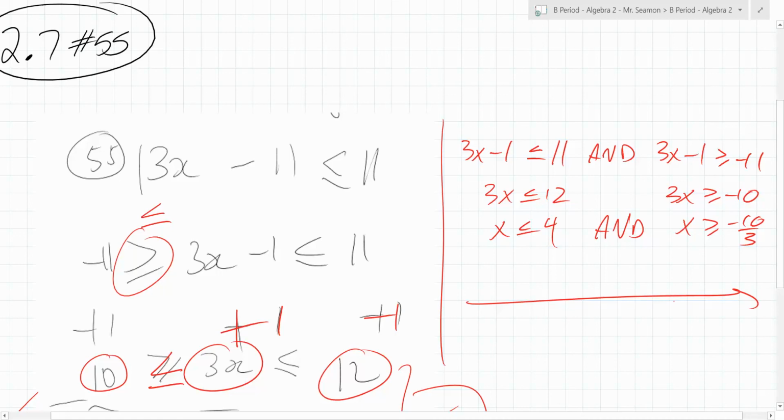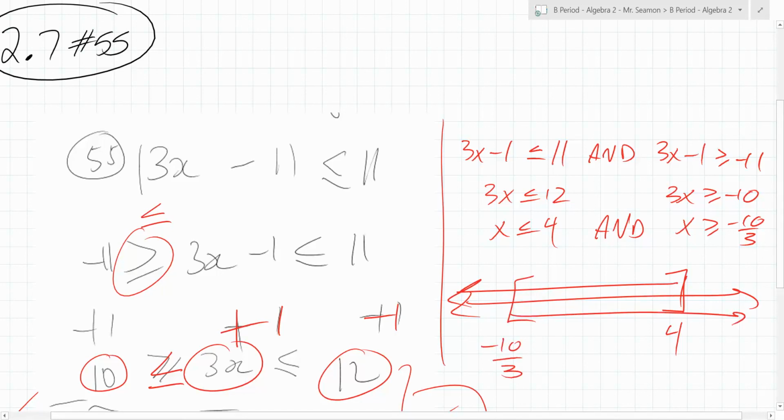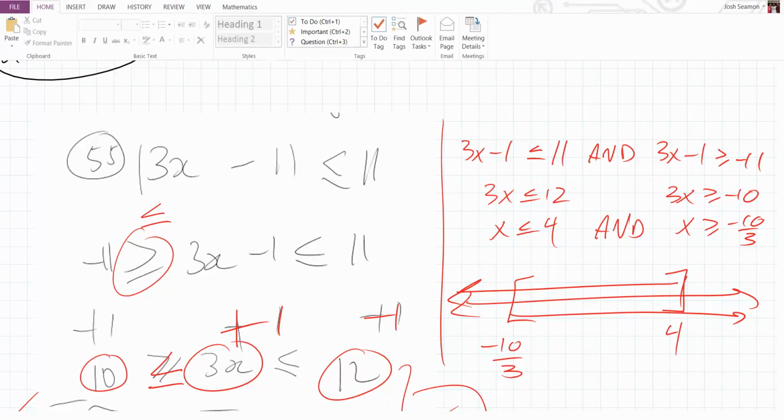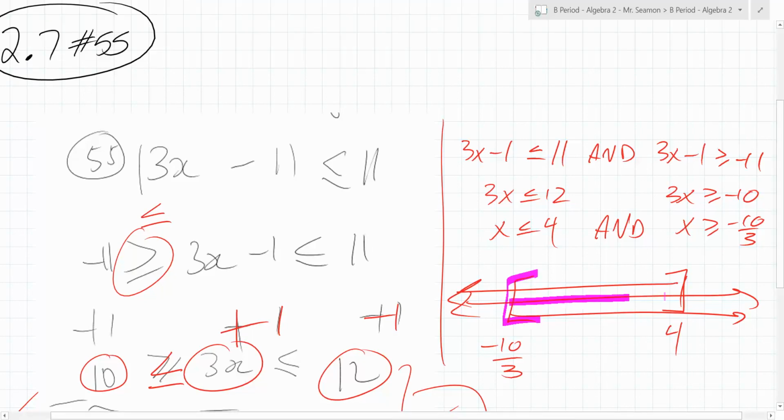So when you graph these, here's not 0, that's 4, right? And you have a hard bracket there, and it goes to the left. And then you have negative 10/3, and where does that go? To the right. Where do they overlap? In the middle, which is the same. Yes, you can absolutely do it this way. It's kind of easier in a way because it lets you break it apart into smaller steps. But you end up with this. That's where they overlap. Good.